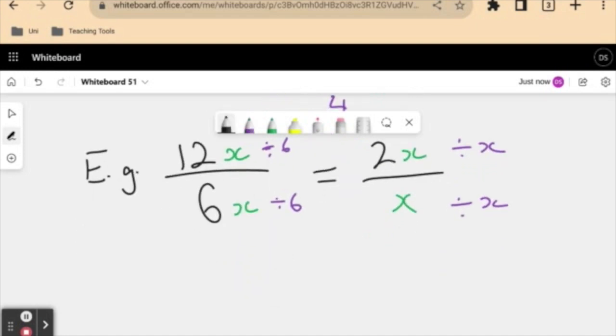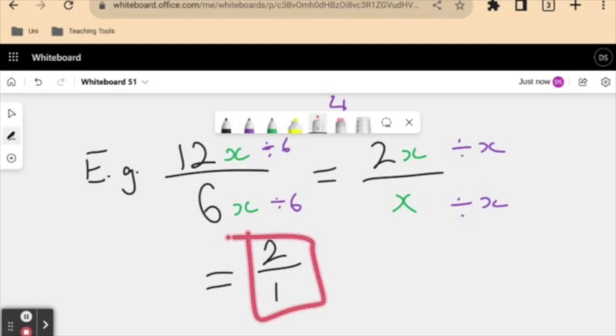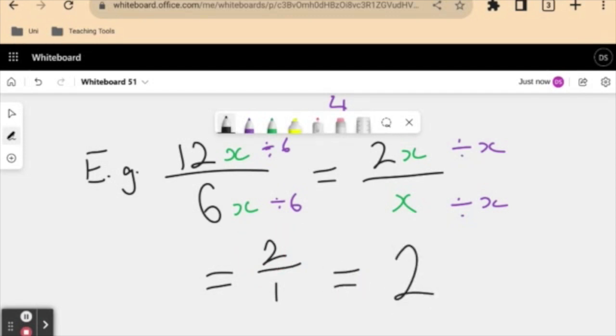So we'll get left with 2 on the numerator and 1 on the denominator. And any number divided by itself, divided by 1, just gives us that number. So we can write this as 2. So the process doesn't change too much, but we just know that all we're doing is finding common factors top and bottom. And here we had 2 common factors.